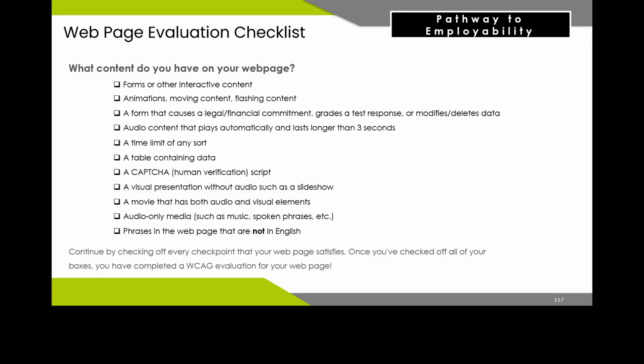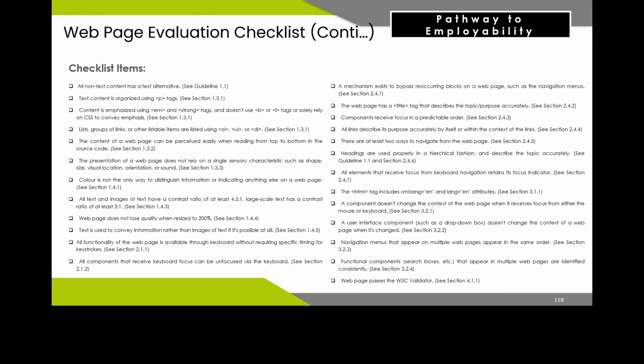A table containing data. A CAPTCHA, human verification, script. A visual presentation without audio, such as a slideshow. A movie that has both audio and visual elements. Audio-only media, such as music, spoken phrases, etc. Phrases in the web page that are not in English. Continue by checking off every checkpoint that your web page satisfies. Once you've checked off all of your boxes, you have completed a WCAG evaluation for your web page. This represents the checklist for evaluation of web content.